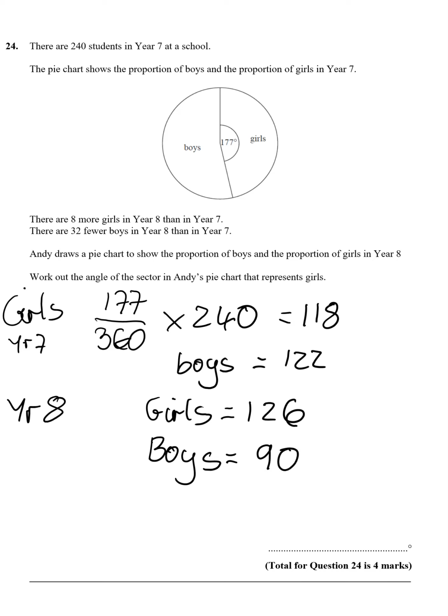Right, in Year 8, we have 8 more girls. So we have 8 more onto that, which is 126. And in the boys, we have 32 fewer. So we have 90. So what do these give us? We've got a total of 216. We want to know what angle for the girls.